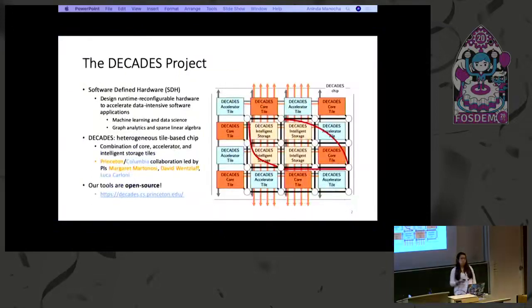I'm going to give a brief overview of what the Decades project is. Decades is part of the DARPA software-defined hardware program, which aims to design runtime reconfigurable hardware that can accelerate a variety of data-intensive software applications in the broad domains of machine learning and graph analytics. The Decades approach is to design a heterogeneous tile-based chip that is a combination of core, accelerator, and intelligent storage tiles, as you can see in this image on the right. This is a collaborative effort between researchers at Princeton and Columbia University. All of our tools are or will be in the very near future open source at this link below.